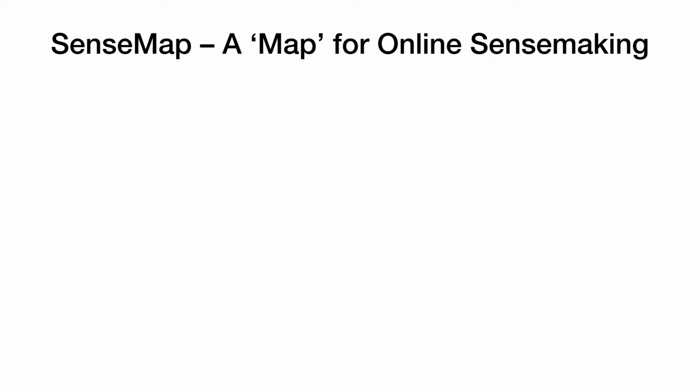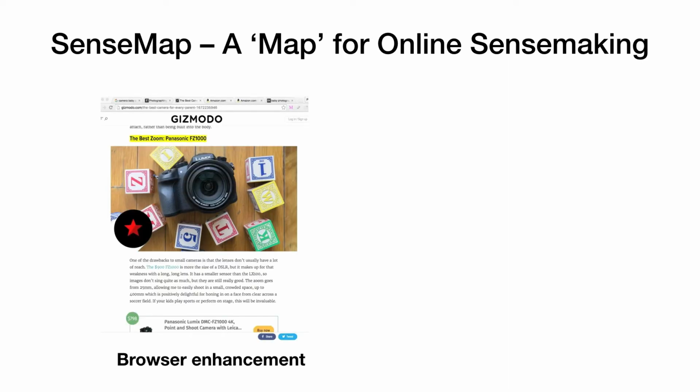SenseMap follows a similar idea, but instead of building a map for a maze, it tries to build a map for your sense-making processes. So this is what the tool looks like. It provides some browser enhancements, which allows you to, say, highlight and annotate text on a particular page.